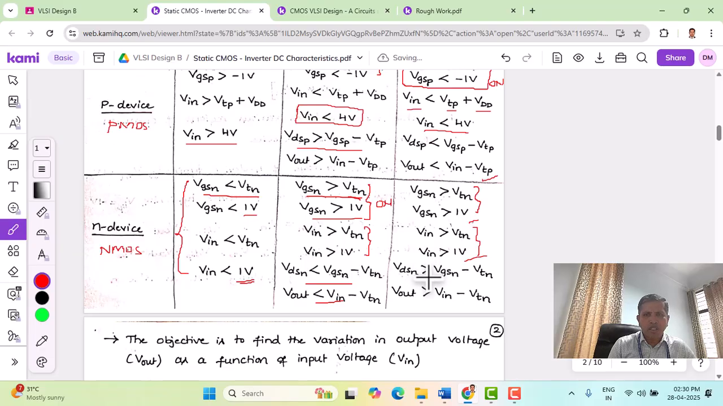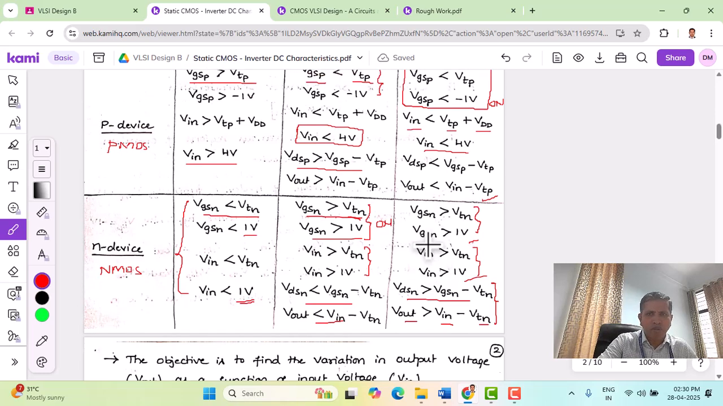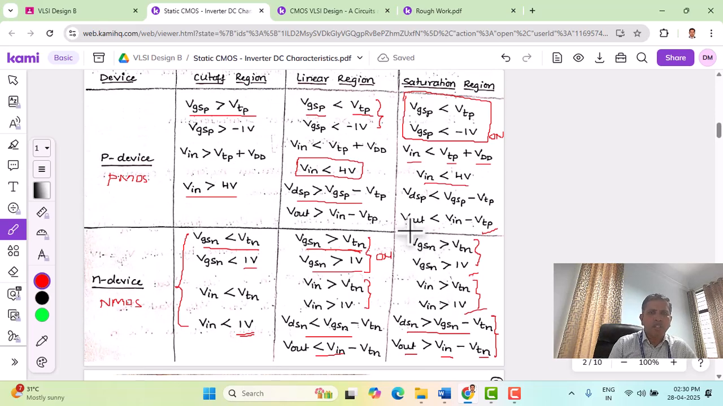Lastly, the third condition required is that the drain to source voltage must be greater than the gate to source voltage of NMOS minus the threshold. Alternatively, this expression can be written as Vout should be greater than Vin minus VTN. If you are able to meet all these conditions, then the N-channel device will be operated in the saturation region. So with the help of this table, we understood the conditions required to operate the P-channel device and N-channel device in the cutoff region, linear region, and saturation region.